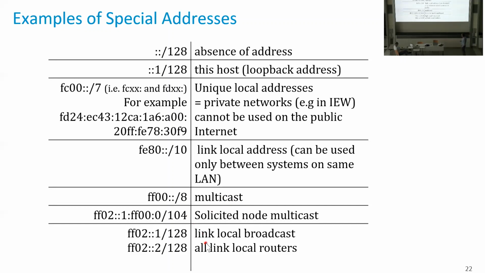For example, there is the all link local routers address. Link local means on the same LAN. So if you want to discover, for example, which routers are available in your neighborhood in the same LAN, you can send a message to all routers that exist on the same LAN. And the way to do that is to use this multicast address here. If you want to talk to all systems on the same LAN, you use this, the link local broadcast, which is the replacement of the 255.255.255.255 that we had in IPv4. Other blocks we will discuss a bit later.